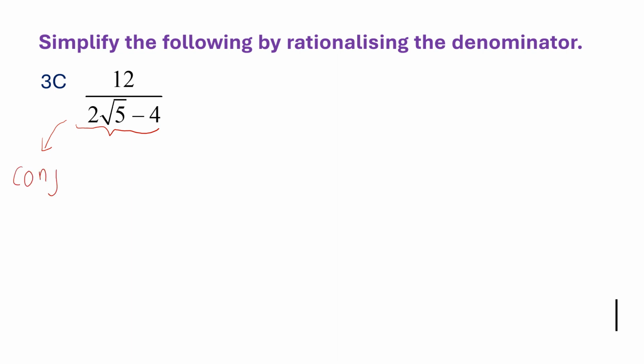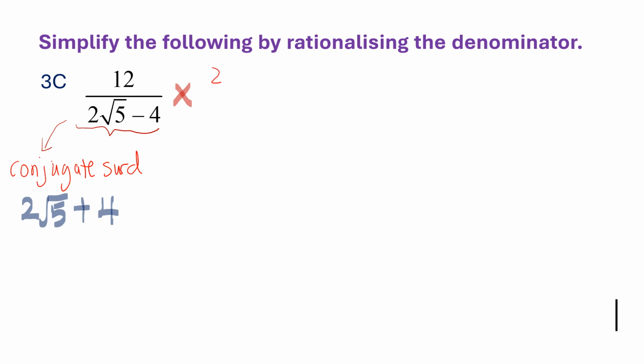Right, so what's the conjugate sets of, let me write it out. Conjugate sets. Alright, so what's the conjugate sets of 2 square root 5 minus 4? Yes, it's 2 square root 5 plus 4. Right, so what we're going to do is we're just going to multiply it with 2 square root 5 plus 4 at the numerator, also at the denominator.